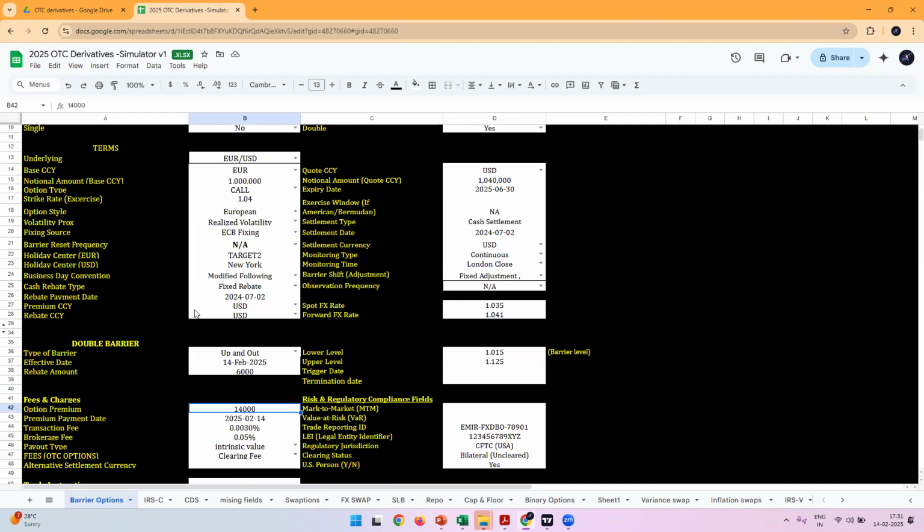Now, whenever we are booking the trade, we also need to capture in which currency we are going to pay the premium. So the premium will be paid in USD, that is $14,000, and the rebate amount is also received in USD. So I think all of you now have a clear idea how we are capturing it.